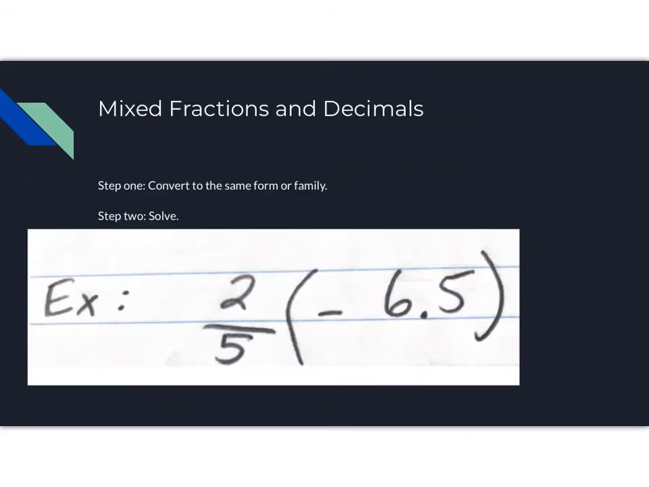Alright, so now that we went over a quick review over converting fractions into decimals, we're going to talk about multiplying when we have one fraction and one decimal in our problem. So our first step, we need to convert them to the same form or family. Step 2, we solve. So here's our first problem. We have 2/5 times -6 5/10. So you can see we have one fraction, one decimal. We need to make our fraction, in this case, into a decimal.